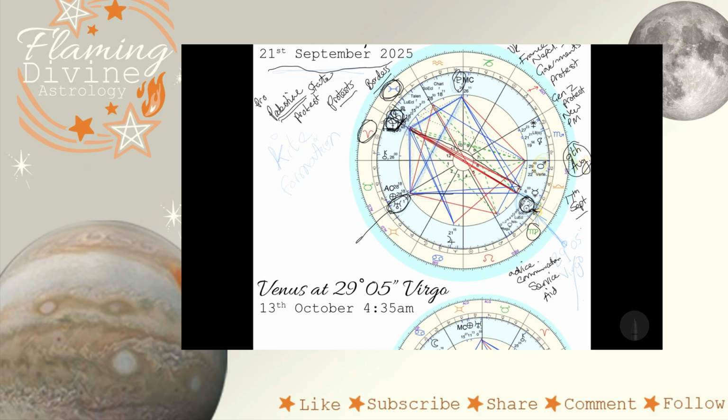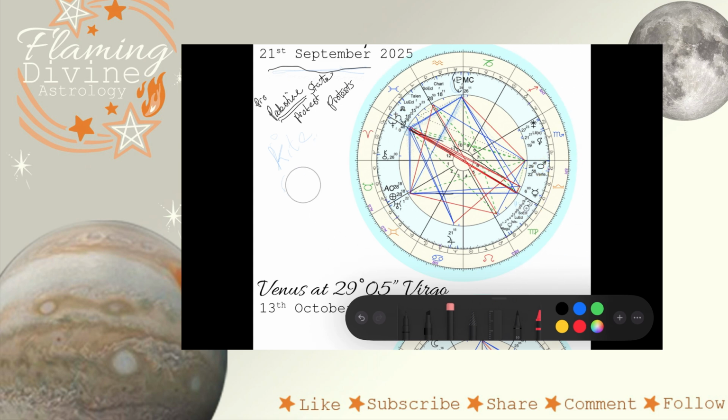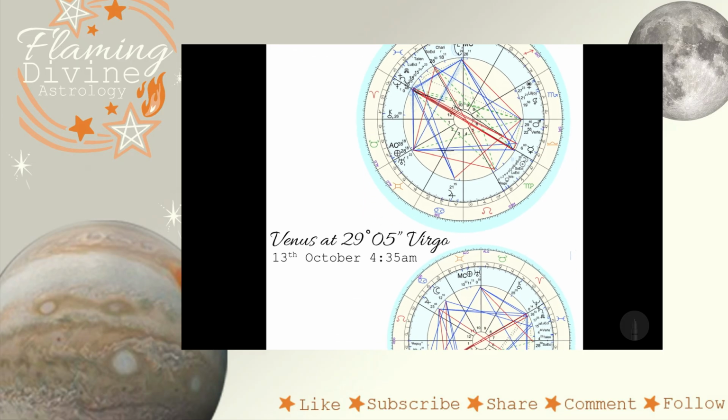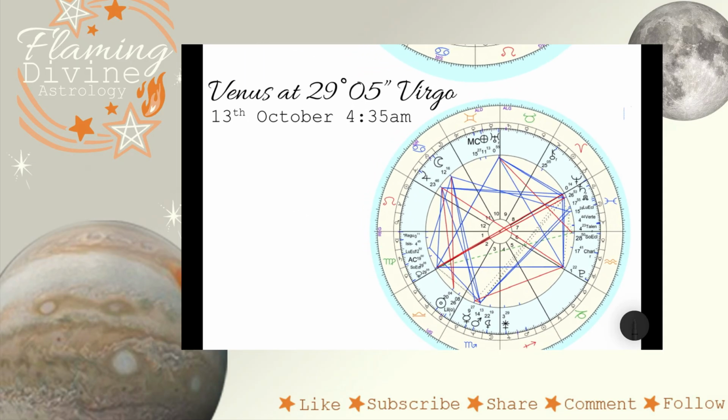So moving forward, if I just clear that bit off, we can see what is to come when we look at the Venus chart. The Venus chart is here. So we still have Uranus here trining Pluto, and instead of having the sun and the moon in this trine, we've got Venus.